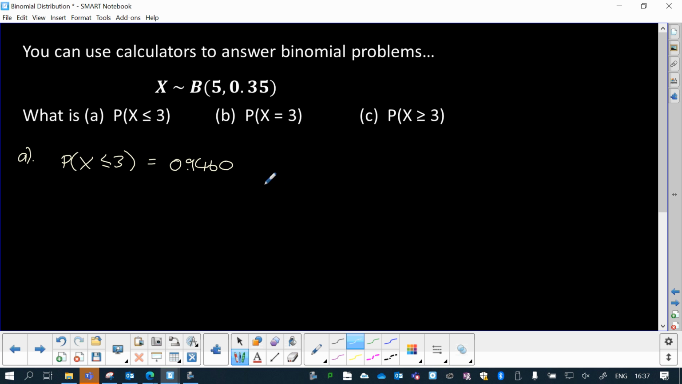9460. Happy with that? Pretty much know what you're doing? Okay. Class Wiz people, I'll just get the Class Wiz out and have a look at it. You're from the calculator menu, right? So go to your menu, and you need to go to option 7, which is distribution.